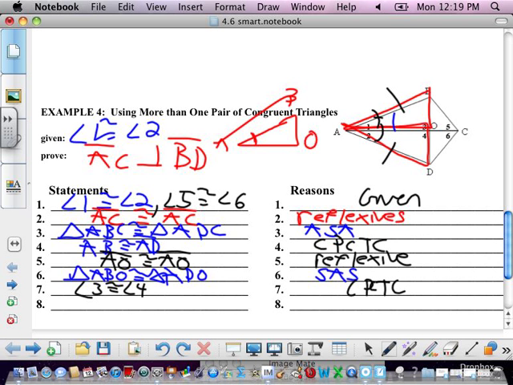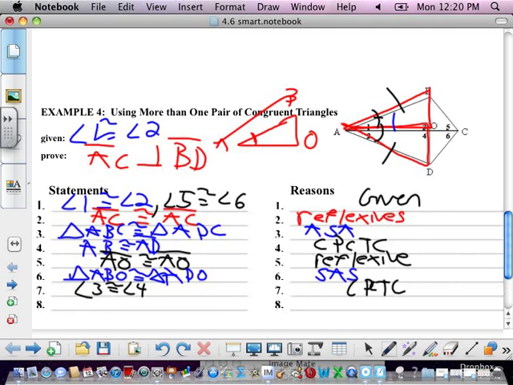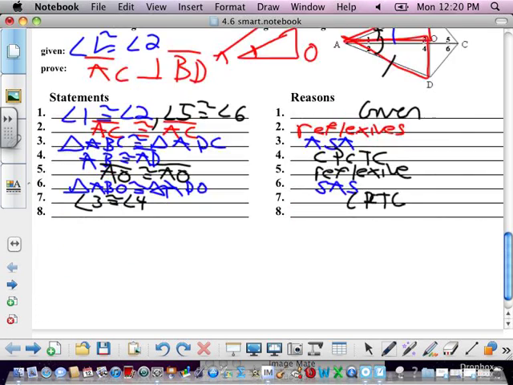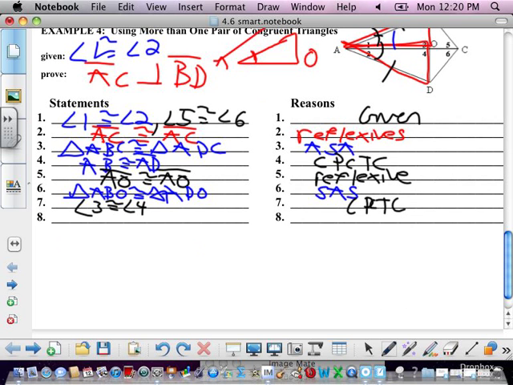So CPCTC is just the third part. If corresponding parts of congruent triangles are congruent, any parts of the triangle are congruent to the corresponding part of the other triangle, forever and ever. We're not done yet, though. It doesn't say what it says at the bottom.